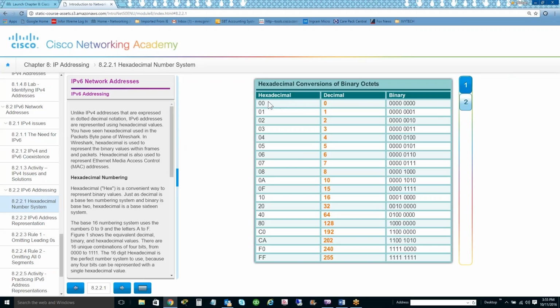So carried further, if you look at the two character representations of hexadecimal numbers, you can see these are the decimal equivalents and the binary equivalents of those numbers.